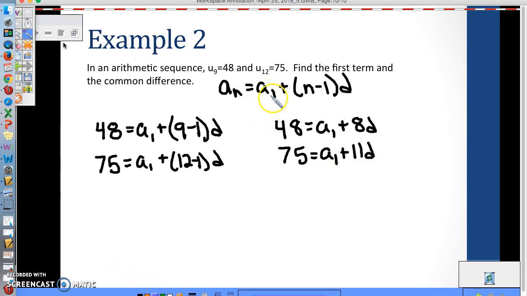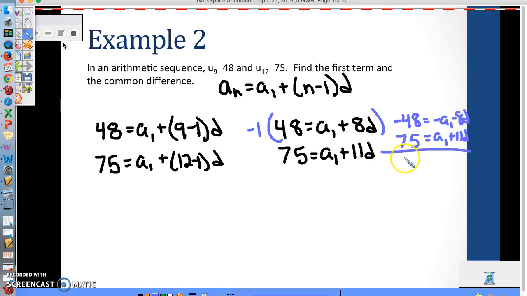Well, we have this system here we could solve. So I'm just going to multiply this one by negative 1. So we have negative 48 equals negative a sub 1 minus 8d. 75 equals a sub 1 plus 11d. Add these together. So we have 27 equals, that's gone, 3d. So d would have to be 9.